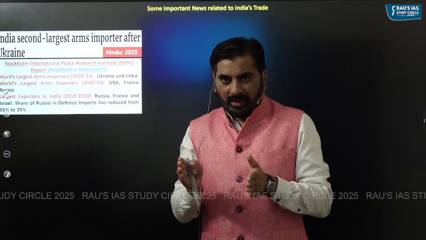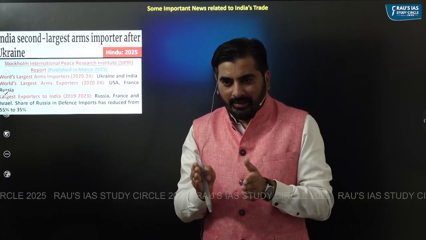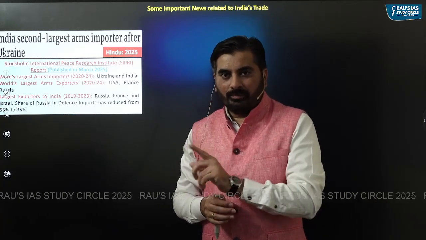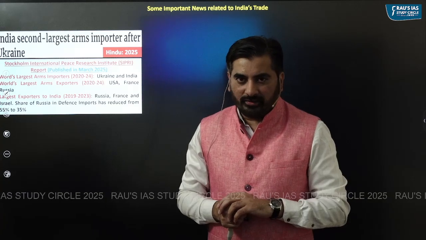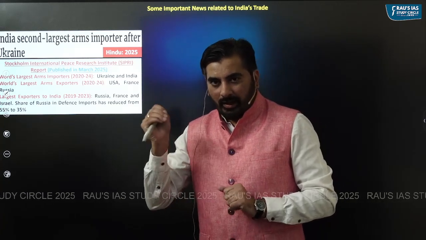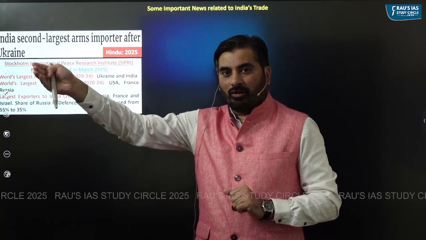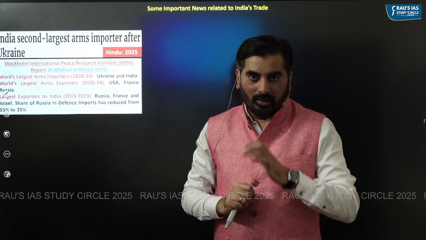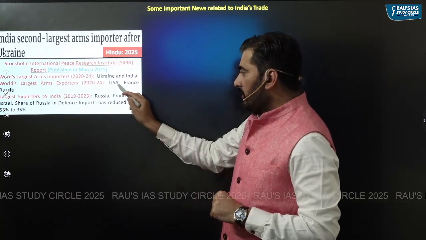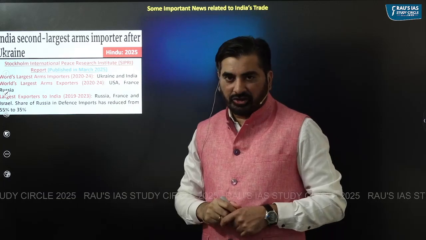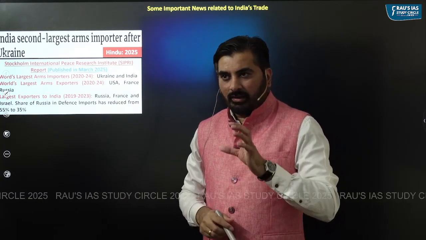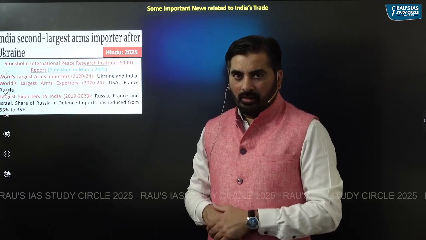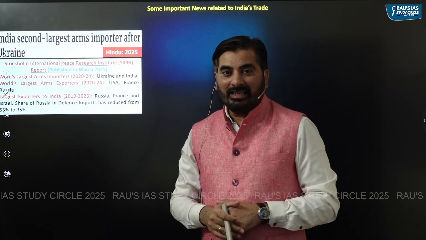According to this organization, Ukraine has overtaken India to become the largest importer of defense goods. So India until 2019 was the largest importer of defense goods, but now India has become the second largest importer. The top exporters of defense goods include USA, France, and Russia. And which are the countries which are the top suppliers of defense goods to India? It is actually Russia, France, and Israel.